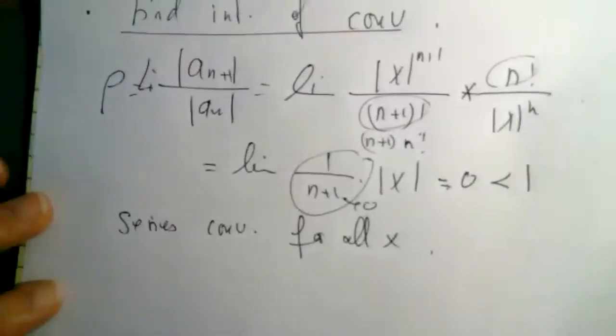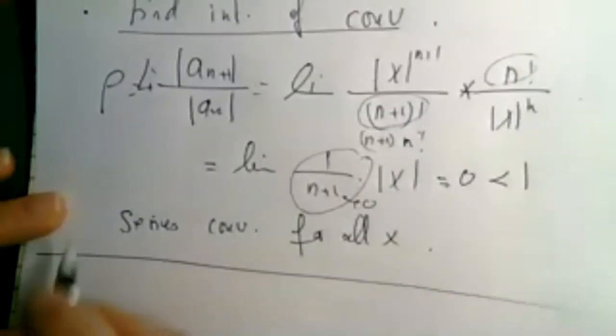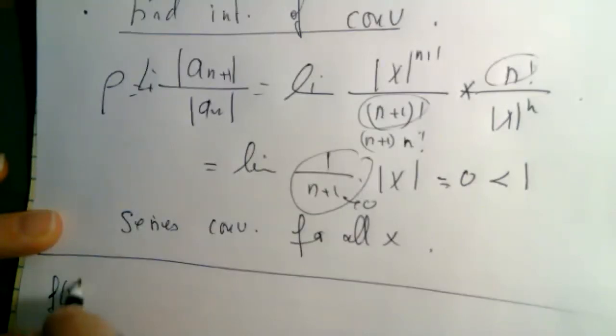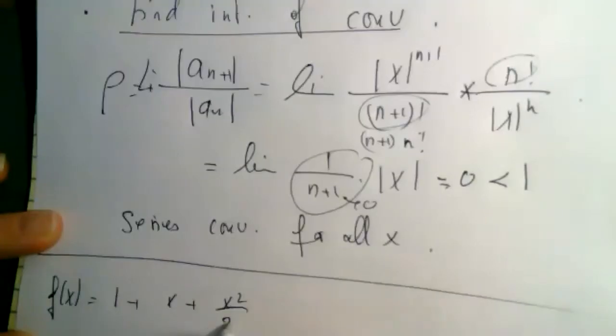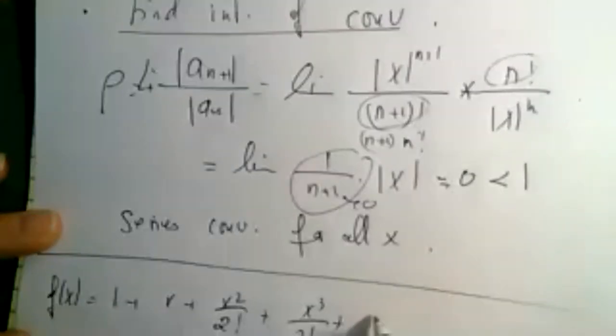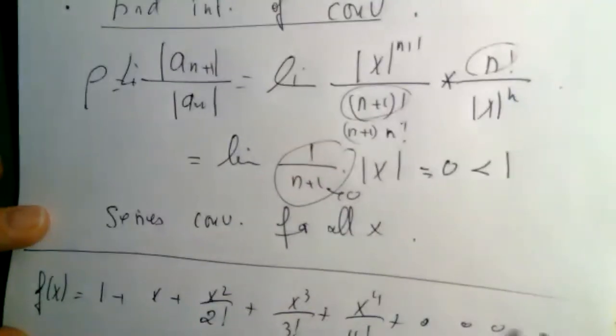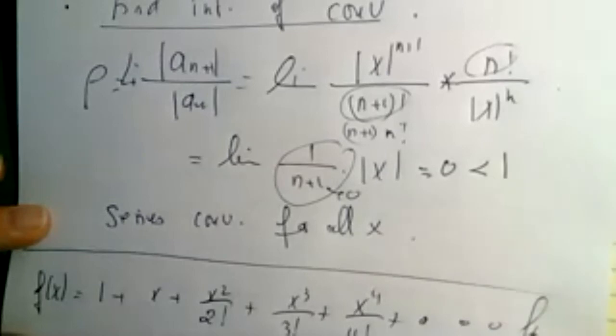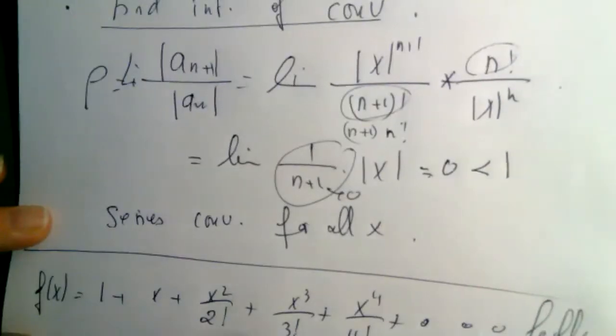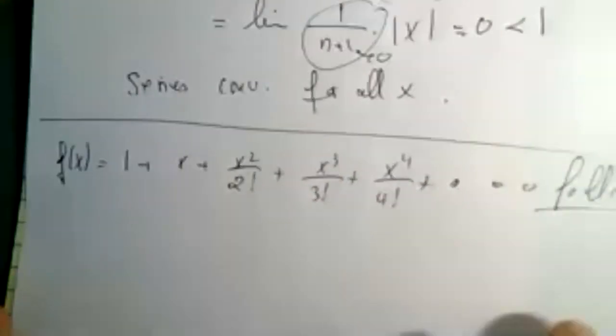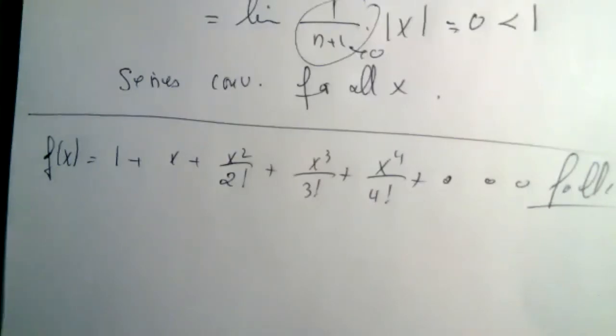So now I go back. So f of x, this function, this power series, converges for all x. Plus, etc. And this works for all x. It means regardless of which x I put, the series will converge. Very good. Now I want you to find its derivative.